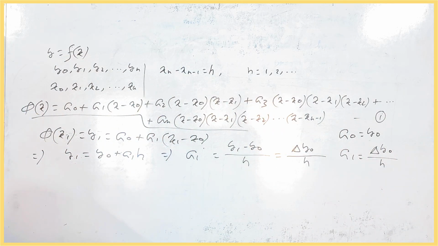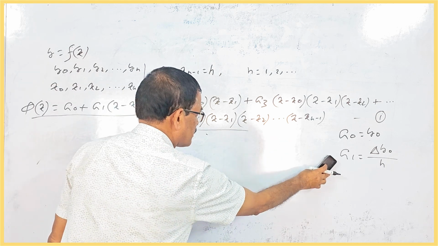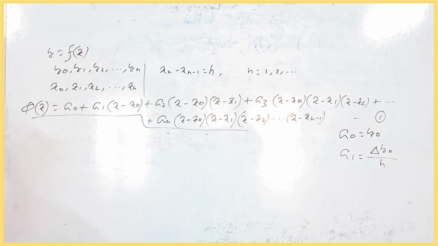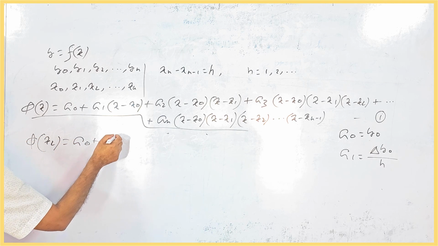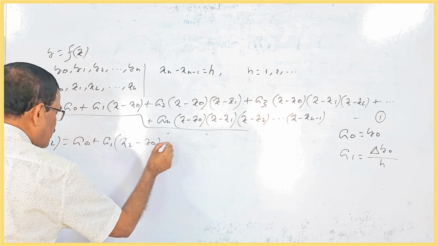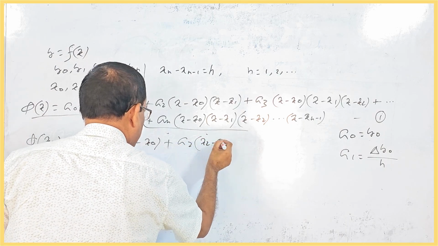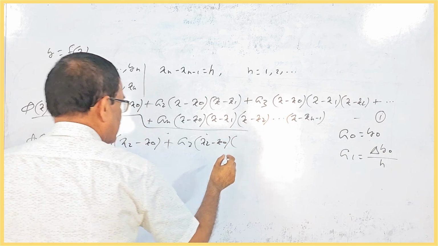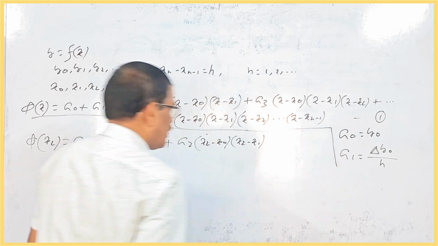Next, to determine a2, we will put x equal to x2 in equation 1. That is, I am getting phi of x2 equal to a0 plus a1 times (x2 minus x0) plus a2 times (x2 minus x0)(x2 minus x1), and other terms are 0.